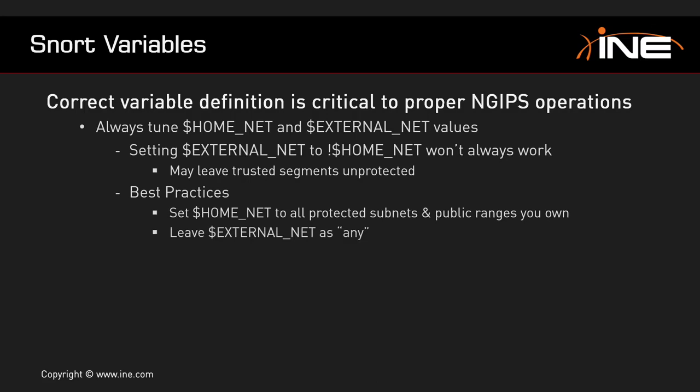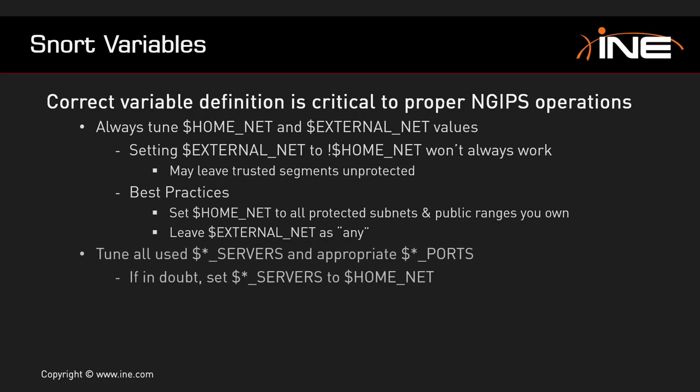would leave the external net variable as anything. This is actually the default setting for this one. As a result of doing that, no matter if communication is sourced on the internet or in one of your protected subnets, internal networks, it is going to match the inspection rules.